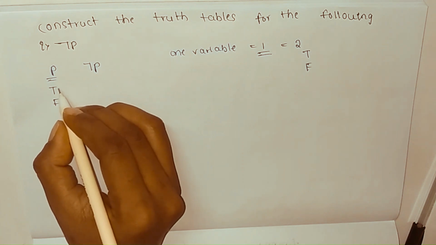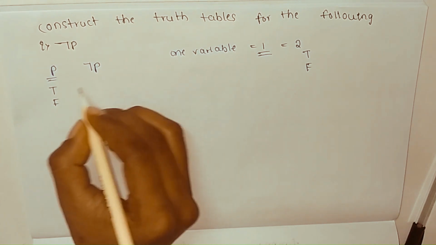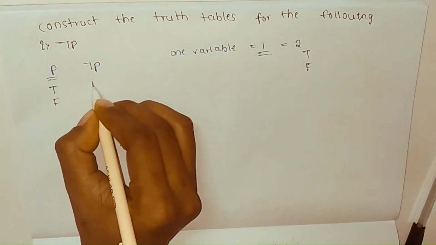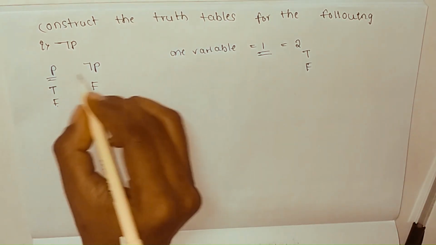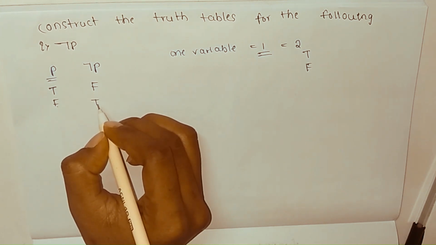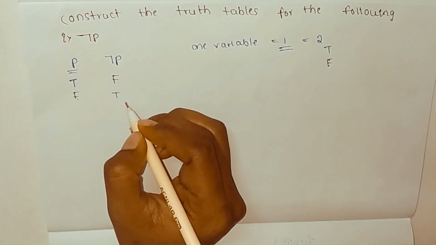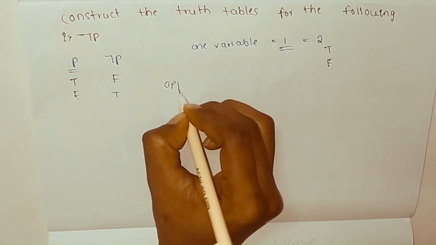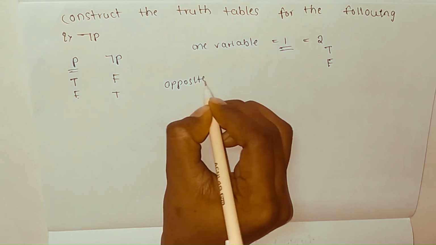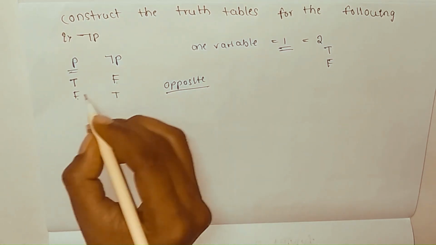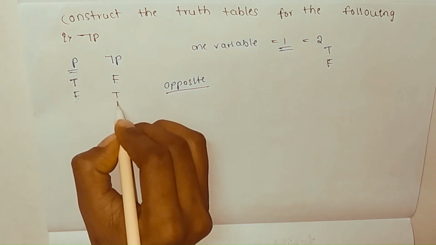Now we are applying the negation to this. So negation of p. If p is true, then the negation of p is false. And if p is false, then the negation of p is true. Here, negation is nothing but opposite. Means if true, then negation becomes false. If false, then negation becomes true.